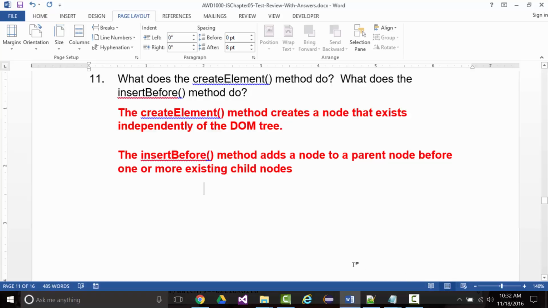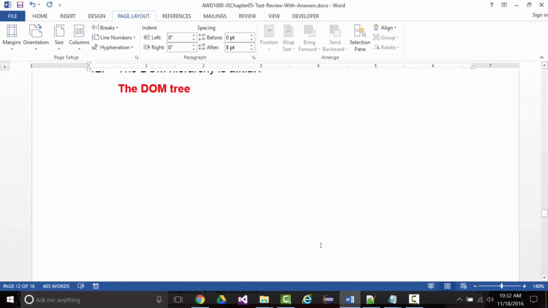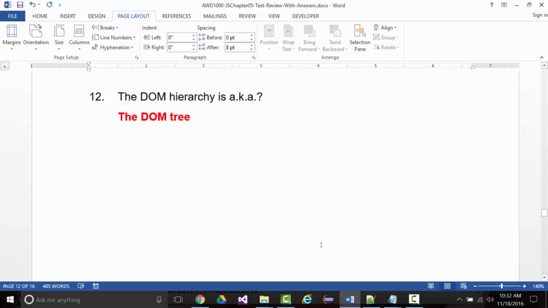Everybody have that one? Here's an easy one. The DOM hierarchy is also known as the DOM tree.